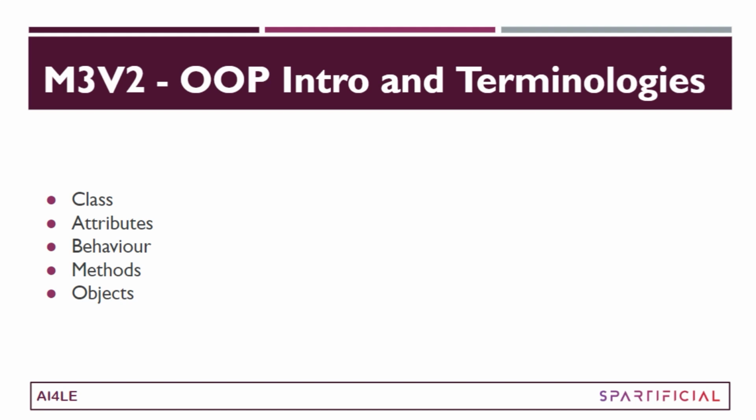Hey everyone, welcome to the second video of Module 3, and I'm going to quickly introduce you all to what is object-oriented programming and what are some common terminologies that you need to know. So I'll be talking about what are the classes, attributes, behavior, methods, and the objects. So let's get started.